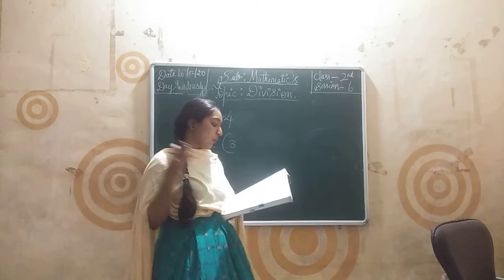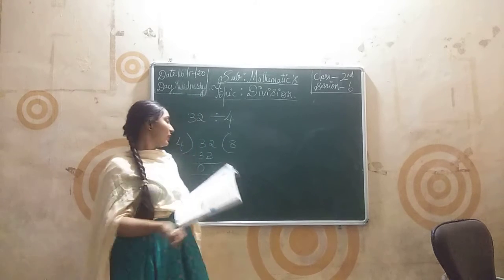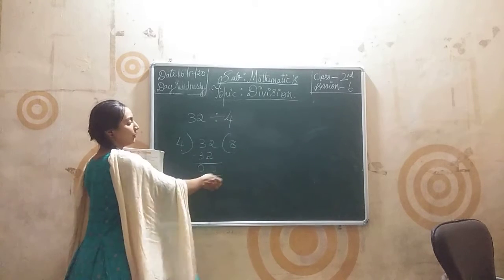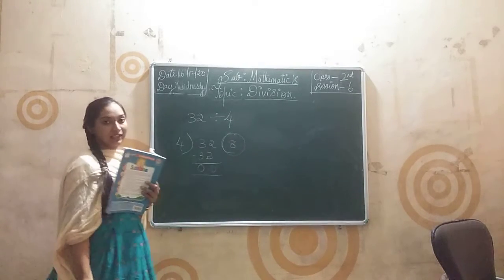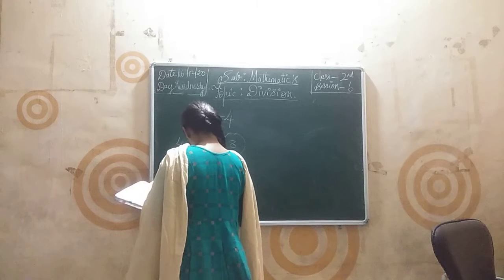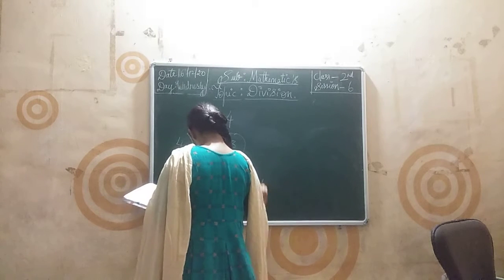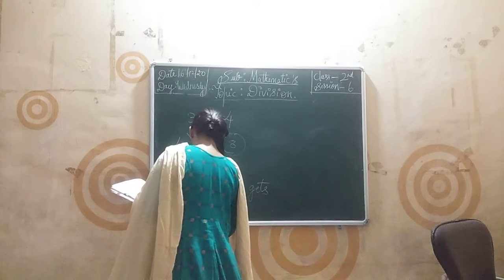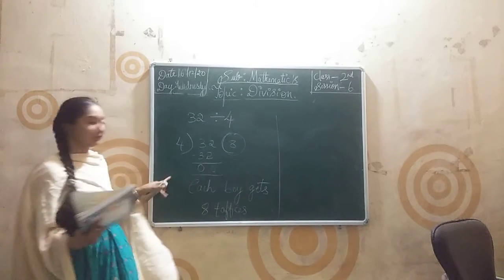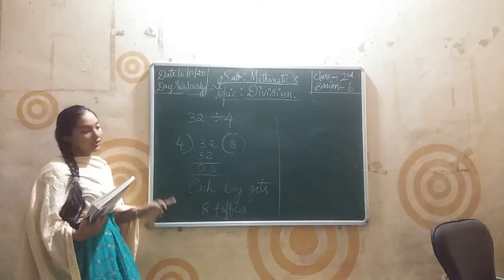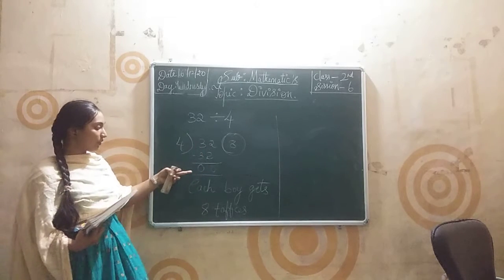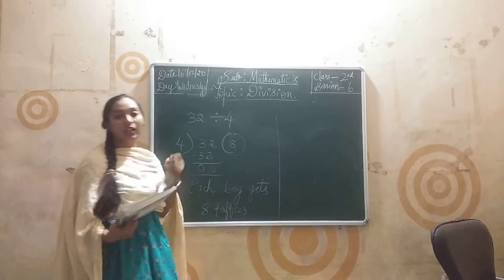There are a total of 4 boys and the total chocolates were 32. So we have divided 32 by 4, and we get 4 eights are 32. So each boy gets 8 chocolates. You can write here: each boy gets 8 toffees. Okay, we have understood how to divide this. 4 eights are 32. So 2 minus 2 is 0 and 3 minus 3 is 0. So that means each boy gets 8 toffees.